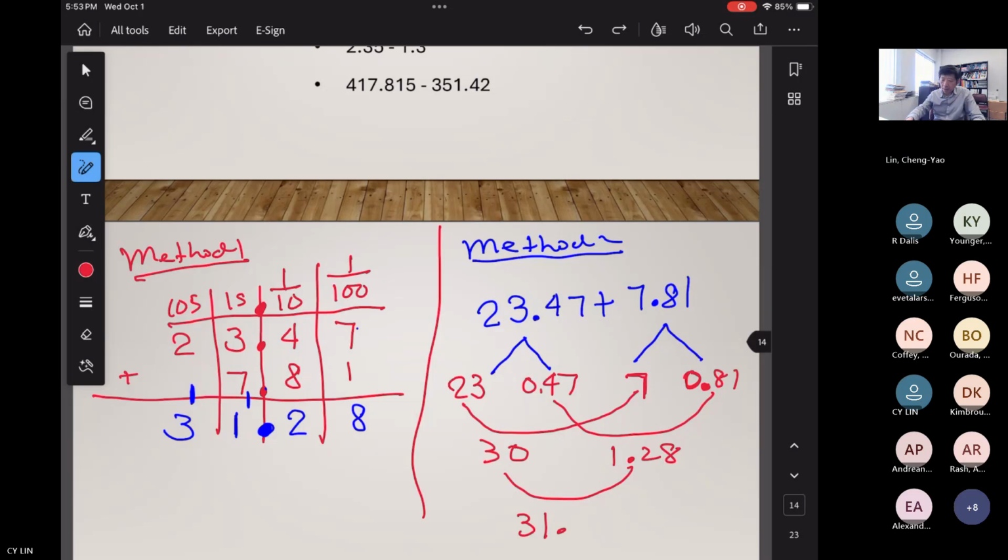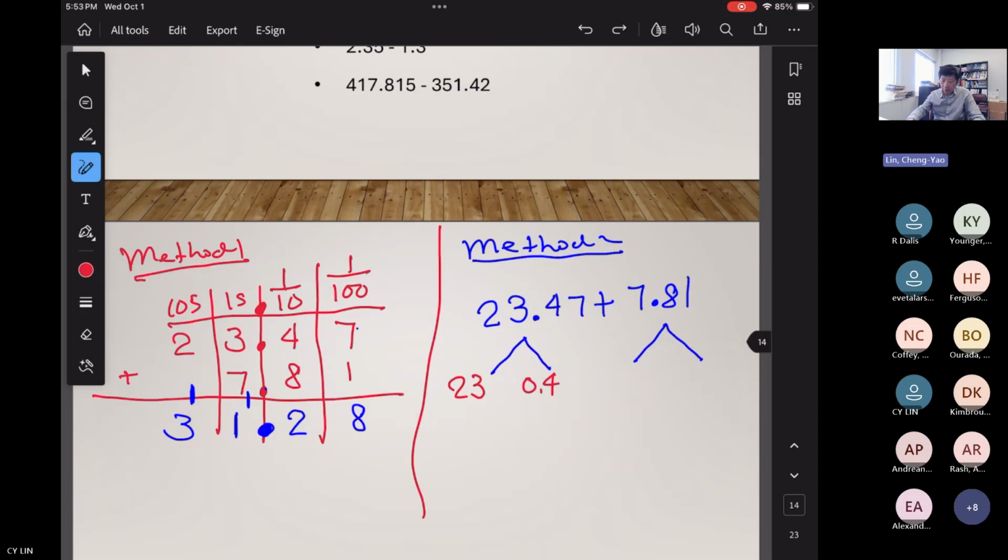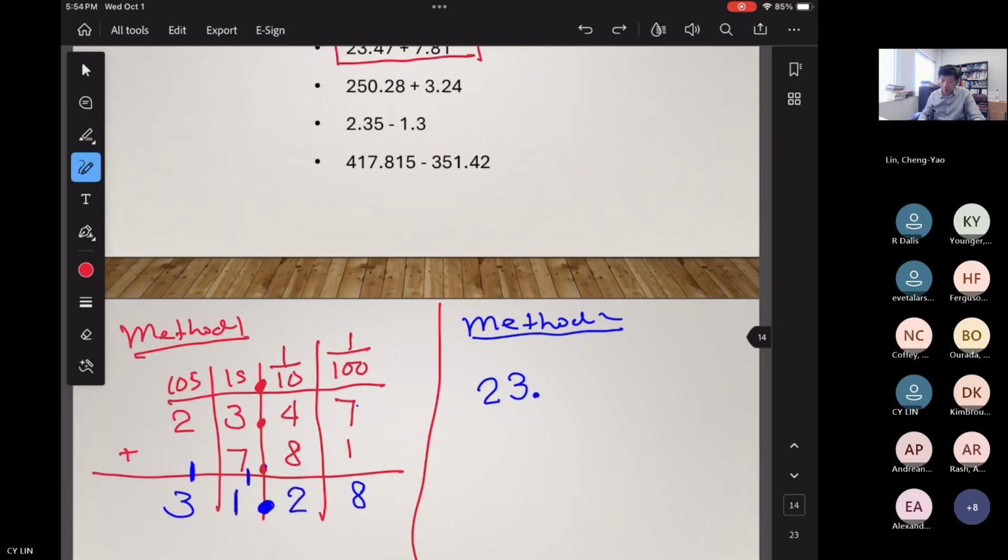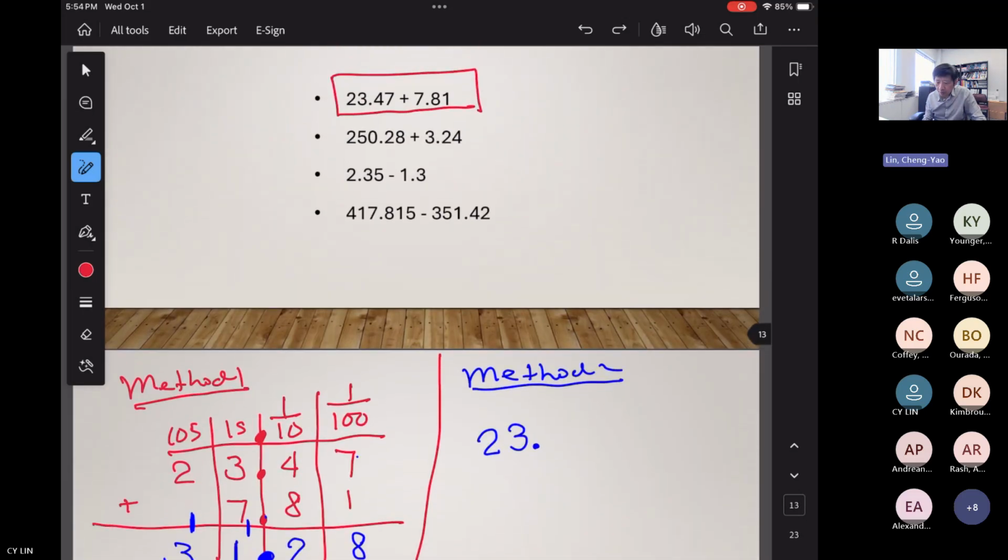All right. How about, I'm gonna give you a problem, all right? And you wanna try it, okay? See if you can do a different method, okay? How about you do the next problem? 250.28 plus 3.24.